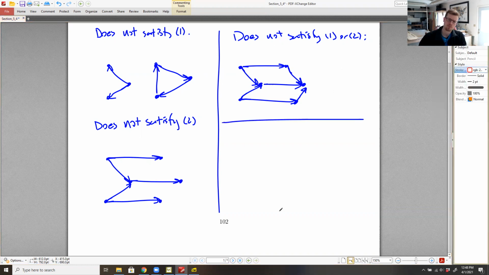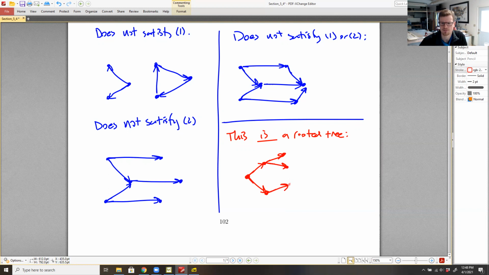Now, I want to give a really brief example of something that is a rooted tree. So let's do that as well. So this is a rooted tree. So let's say I've got these vertices and some more over here.